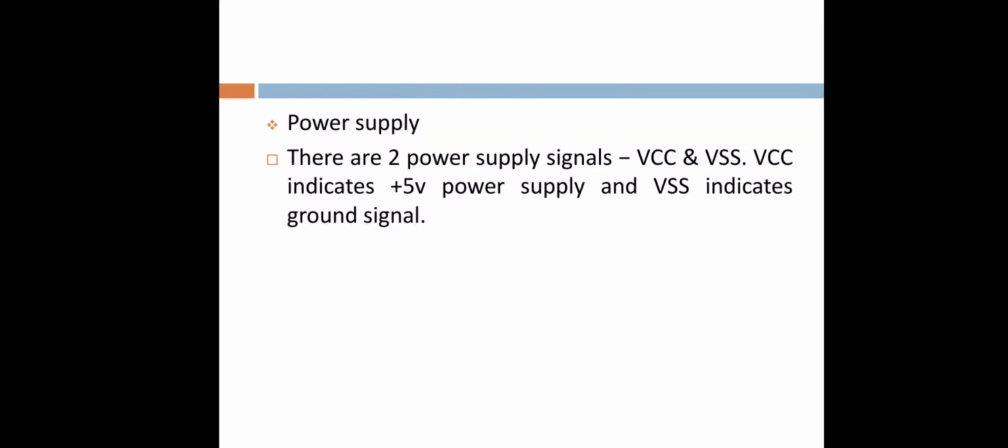The power supply. There are two power supply signals, VCC and VSS. VCC means a plus 5 volt power supply is required to operate the microprocessor, and VSS indicates the ground pin. The ground pin is at pin number 20, and the VCC pin is pin number 40.